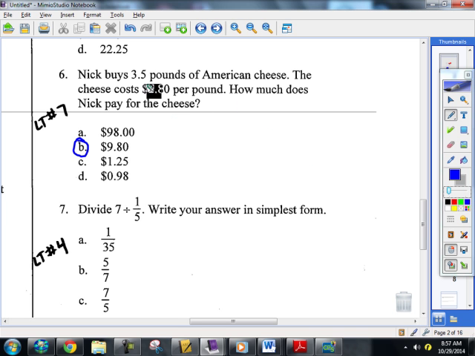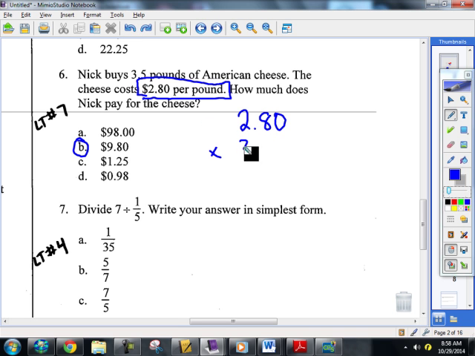Okay? All right. Nick buys 3.5 pounds of American cheese. The cheese costs $2.80 per pound. Okay? So we're looking at it going, okay, if I know how much 1 pound costs, wouldn't I multiply it to figure out how much 3.5 pounds is going to be? Okay, so this is going to be $2.80 times 3.5.